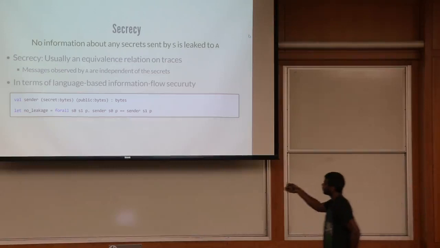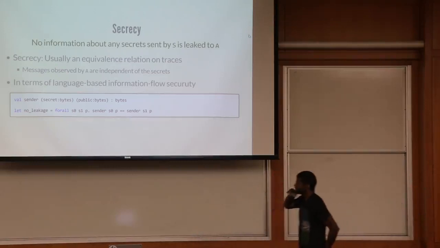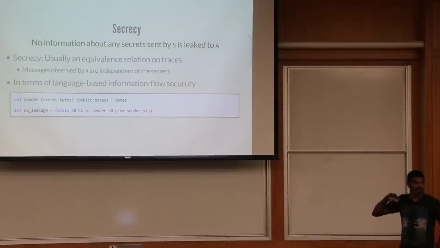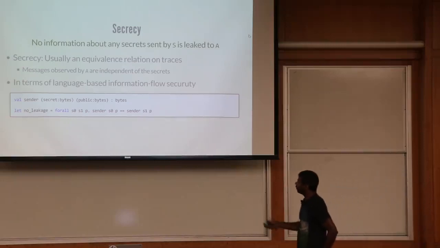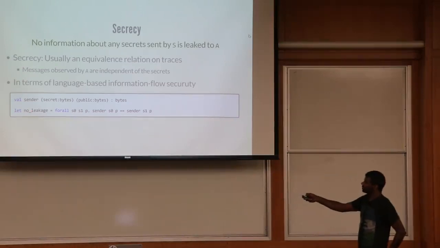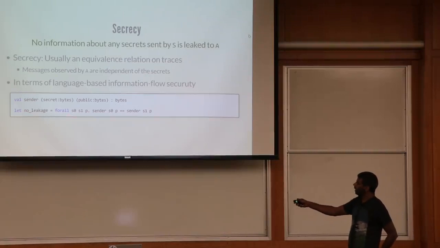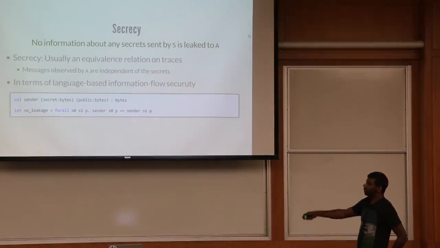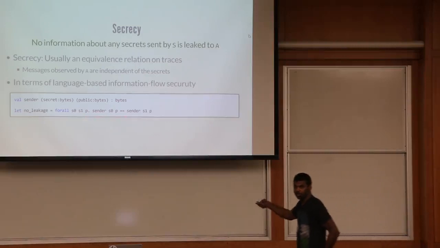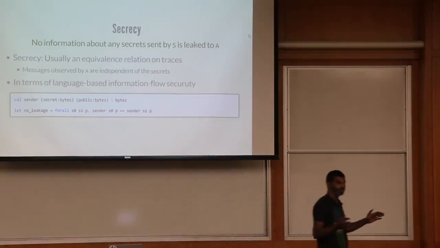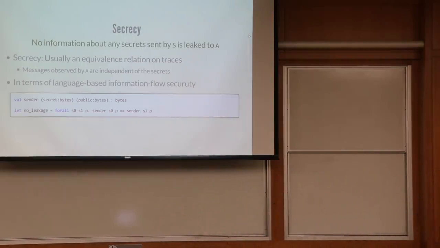In terms of language-based information flow, you may have seen this from Andrew Myers, things like non-interference and so on. In terms of a programming language, think of the sender as a function that takes some secret bytes and some public bytes and emits some bytes that need to be sent on the wire. The sender satisfies this no-leakage property if for any pair of secrets S0 and S1, and a given public parameter P, the sender applied to S0 and P produces the same bytes as the sender applied to S1 and P. This is an ideal security property that you might want, that the result does not depend on the secret. Okay? You all buy that? Okay.